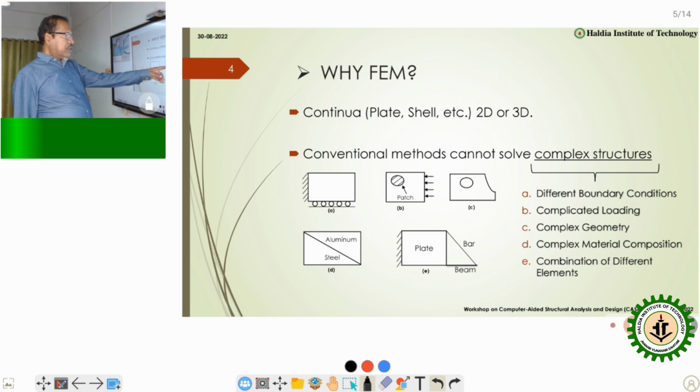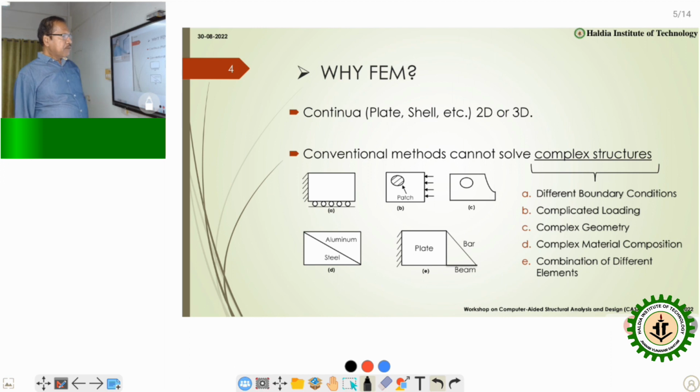Then we can say complex geometry. In example C here, this is a plate having a curved edge at the right end, and then there is a straight edge. There is a combination of straight and curved edge on this right side, having a hole somewhere within that plate. So this offers a complicated situation, and for this, writing a governing differential equation satisfying the boundary conditions as well as loading conditions will become quite difficult. So in that case, there is no other option than to adopt the finite element method.